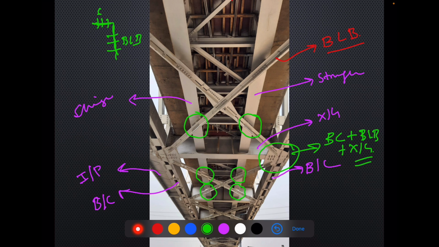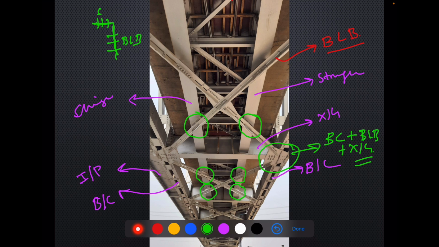So you have seen how, with the basic knowledge of open web girder, we have analyzed this new kind of ballasted deck open web girder. So now we are able to analyze new kinds of bridges with the help of the fundamentals that we have learned in the previous lectures.